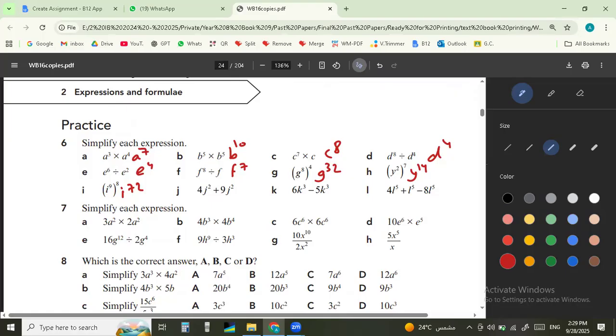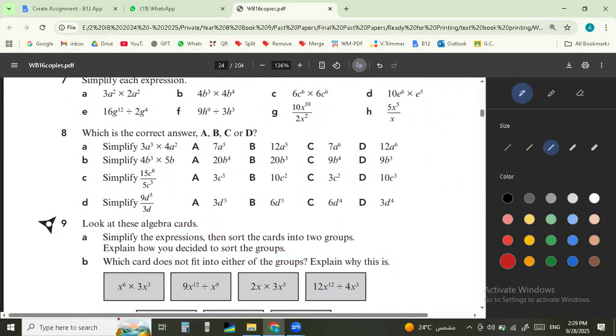Here, adding and subtracting, and the variables have the same power, no problem. Just add the coefficients. So 13 j to the power of 2. Here is k to the power of 3. Here is 5 minus 8. 4 plus 1 is 5. 5 minus 8 is negative 3. L to the power of 5 stays the same.